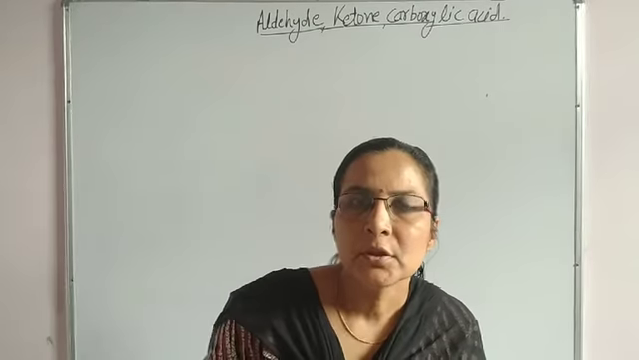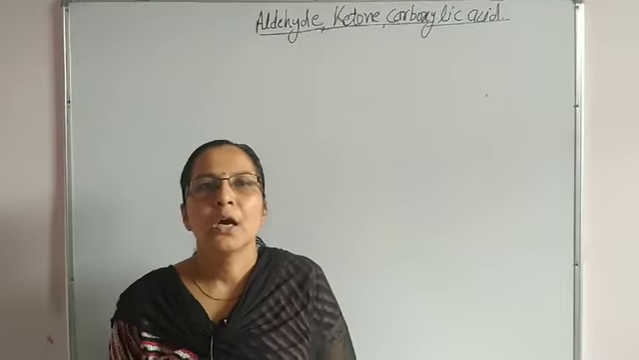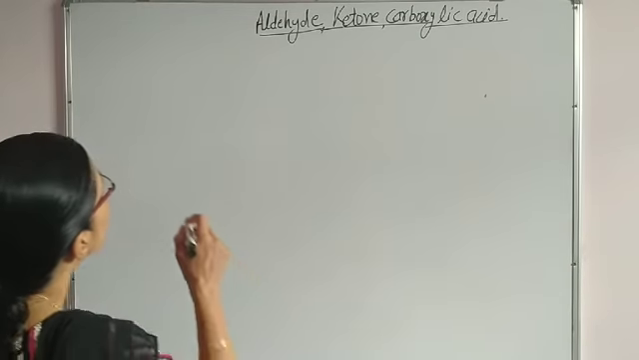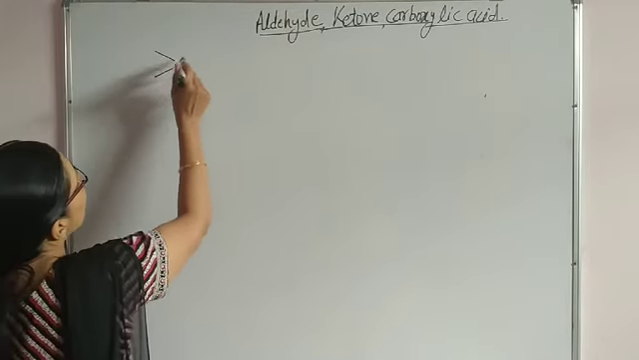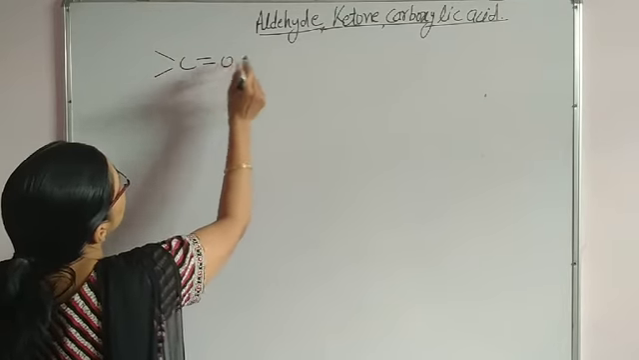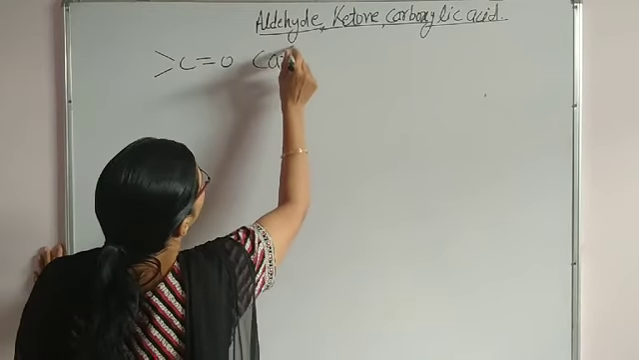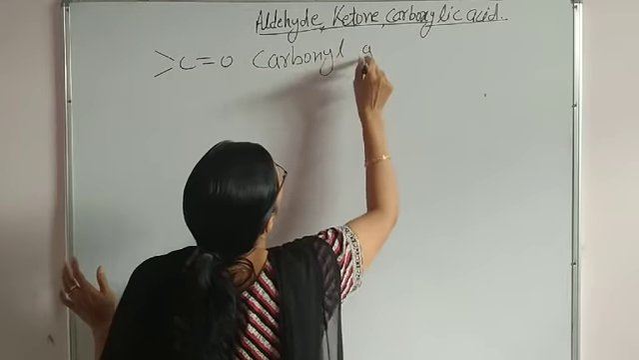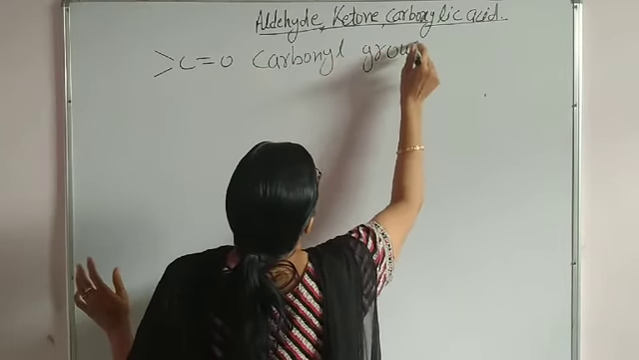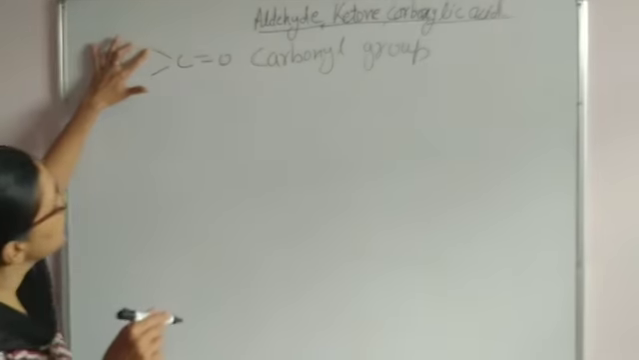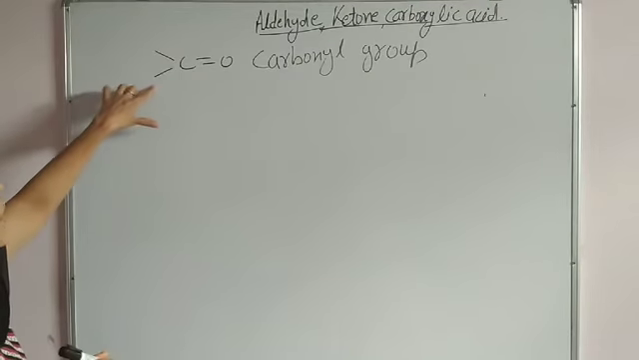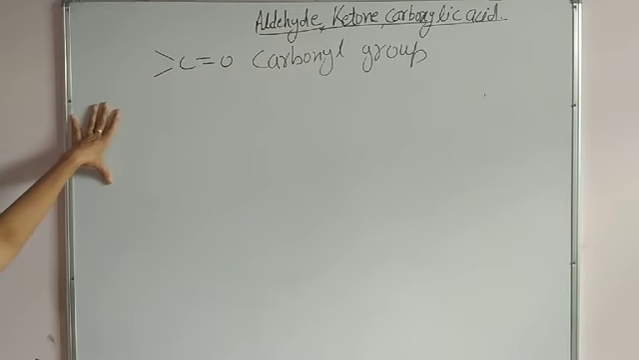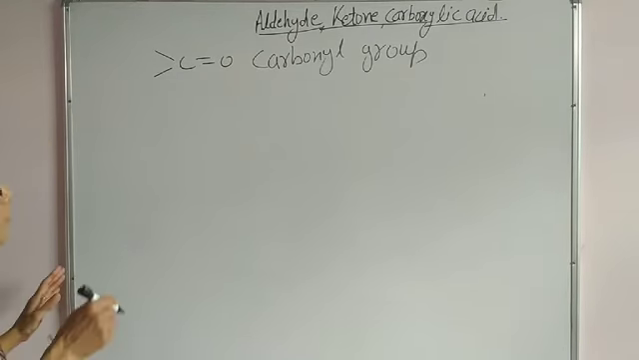Good morning, students. Today we are starting aldehyde, ketone, and carboxylic acid. As you know from last year's study, this one is the carbonyl group. When these vacant valencies of carbon are attached with different atoms, then various types of groups will be there.